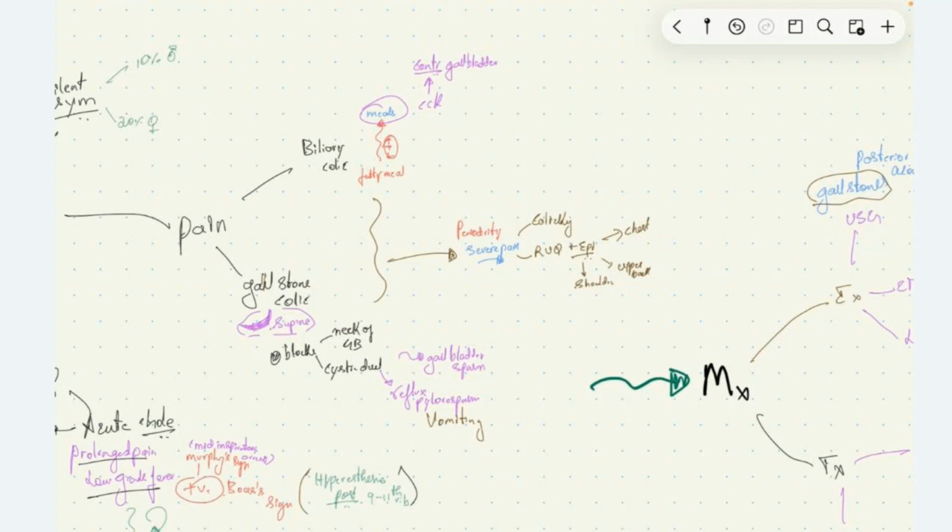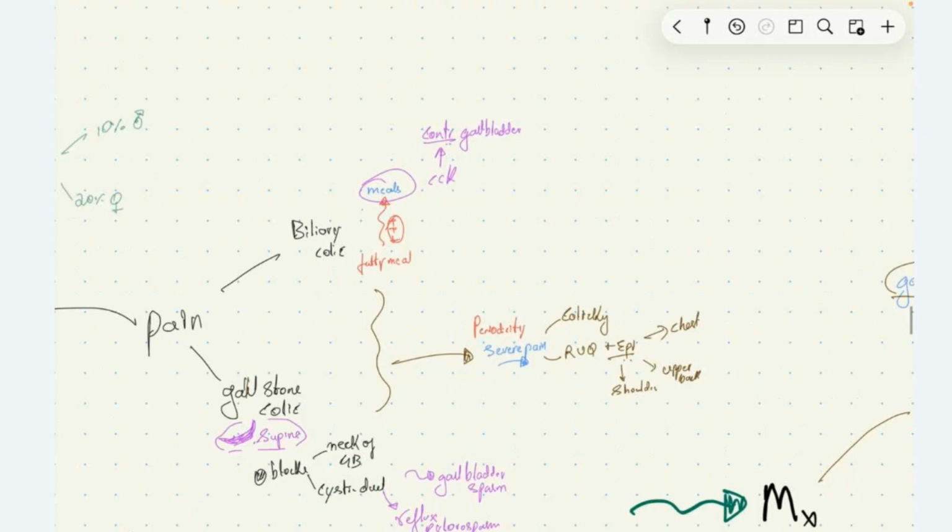The biliary colic is caused due to intake of meals mainly. Mainly, the fatty meals will precipitate the occurrence of biliary colic. Following intake of meals, there will be release of cholecystokinin. This CCK will cause contraction of gallbladder. Then these gallstones which are present inside the gallbladder can go and obstruct the gallbladder neck or cystic duct transiently, causing biliary colic.